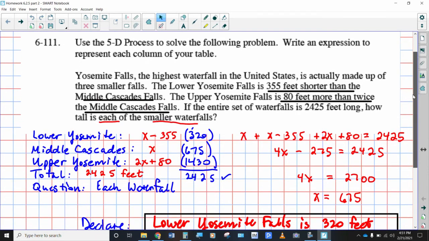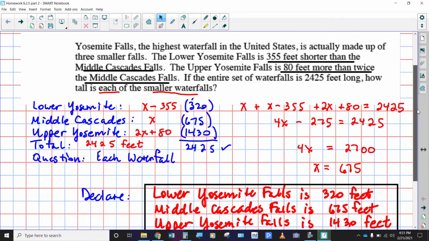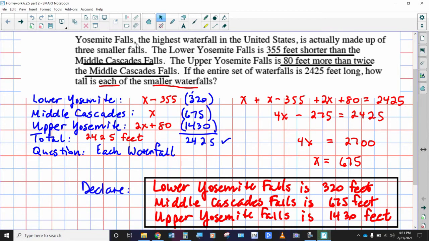It says Yosemite Falls, the highest waterfall in the United States, is actually made up of 3 smaller waterfalls. You've got the lower Yosemite Falls, which is 350 feet shorter than the Middle Cascades. And you've got the upper Yosemite Falls, which is 80 feet more than twice the Middle Cascades. So we've got lower Yosemite Falls, the Middle Cascades, and the upper Yosemite Falls, which is being compared to the Middle Cascades.